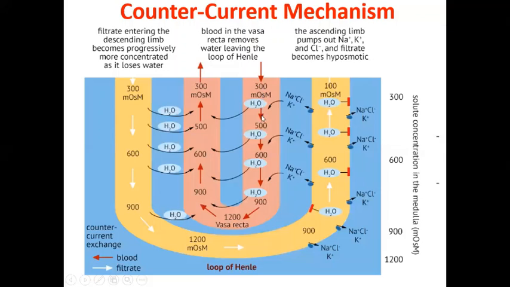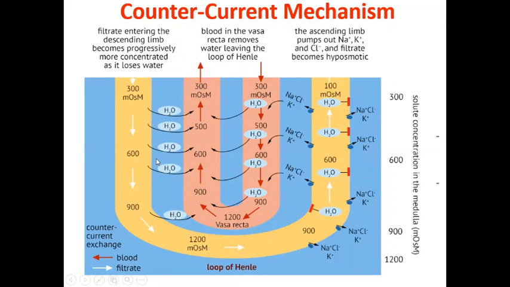Then as it's going down, there is some amount of solutes that is being reabsorbed into the peritubular capillaries. Then the concentration of these solutes is going to increase. So you can see that the osmolarity within the vasa recta is also increasing as you are going towards the medulla of the kidney nephron. At the bottom of the vasa recta, the osmolarity is around 1200.